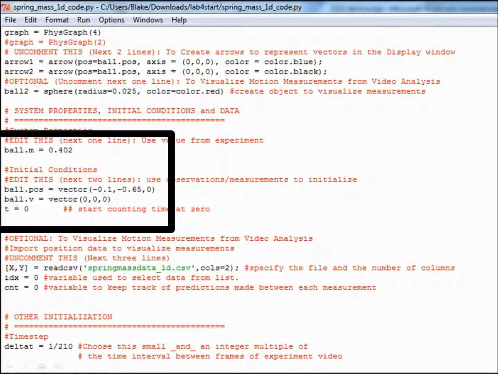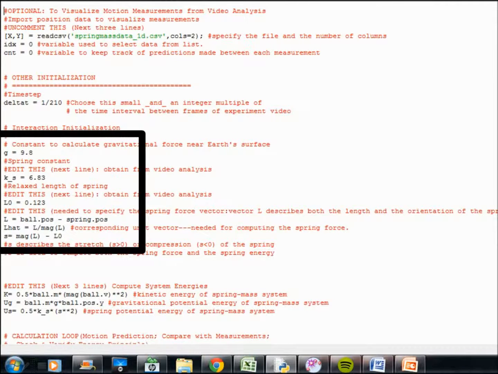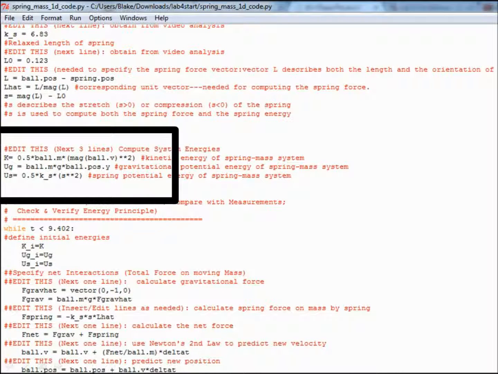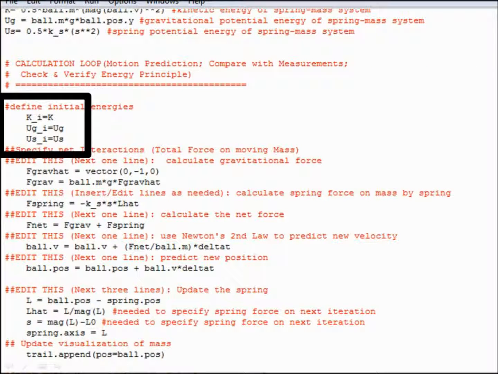To start off, I defined the ball's mass, the original position, and the original velocity. I then continued finding variables by defining the gravitational constant, the relaxed length of the spring ball system, and the difference s between the length of the spring and the relaxed length. I then defined the potential energy of gravity, the potential energy of the spring, and the kinetic energy of the ball.